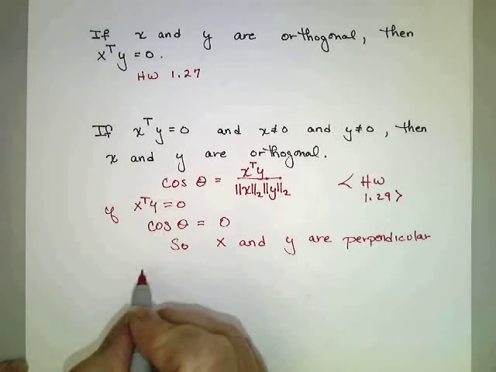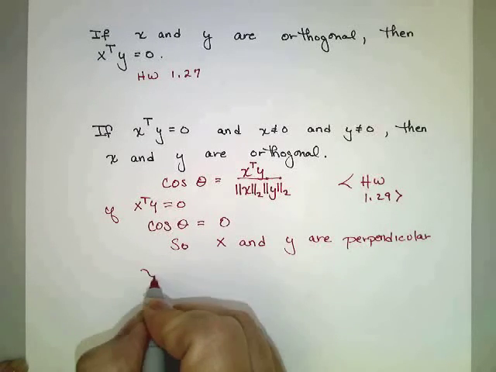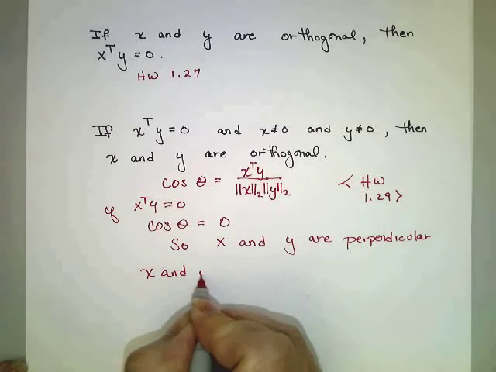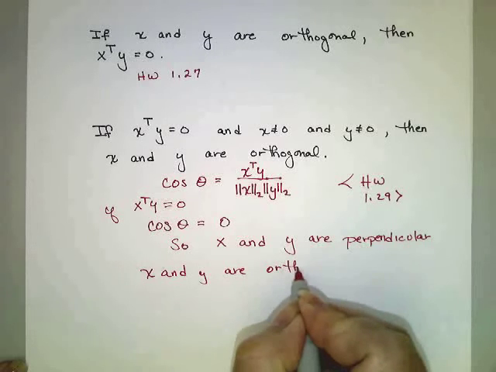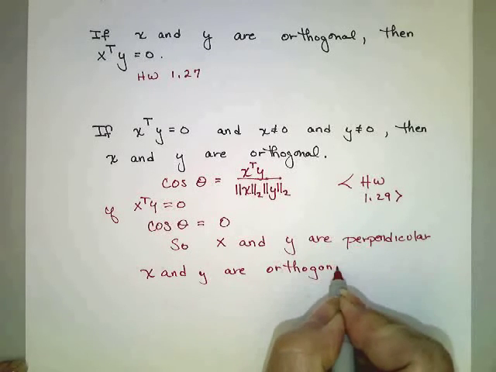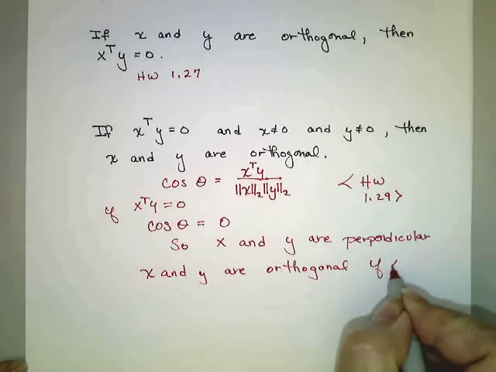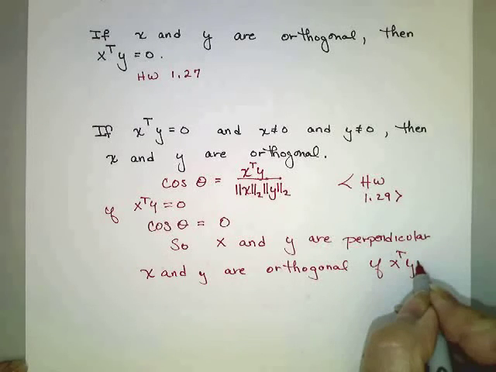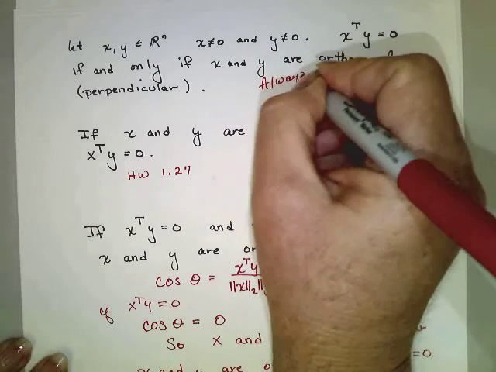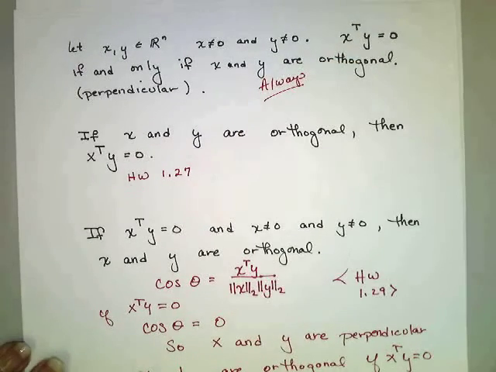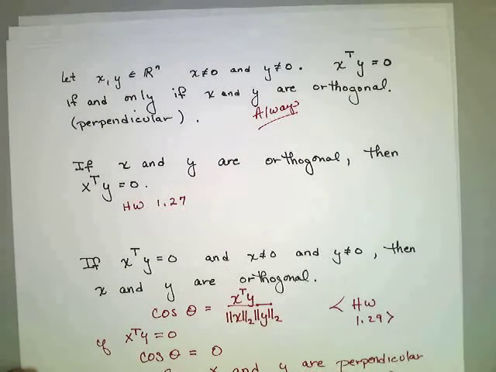So that means that x and y are orthogonal if x transpose y is equal to 0. And it's always true, the if and only if is always true, that x transpose y is equal to 0 if and only if x and y are orthogonal.